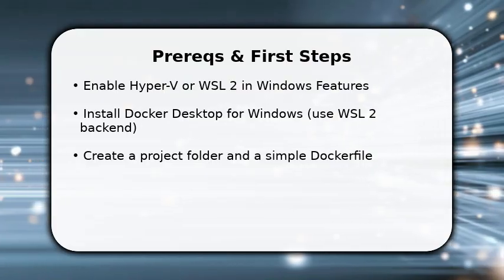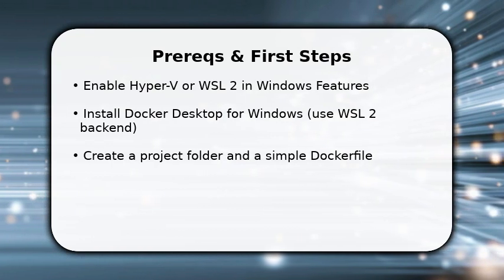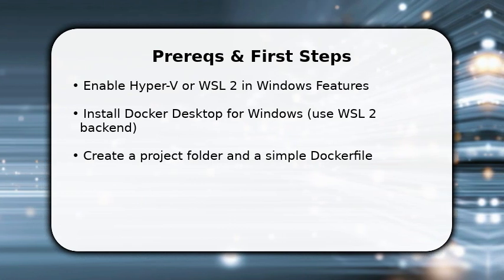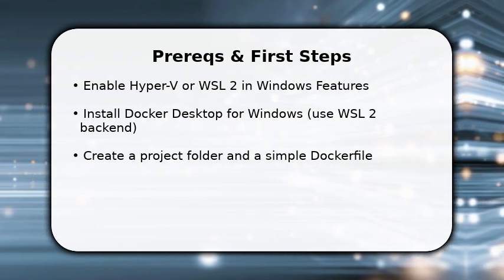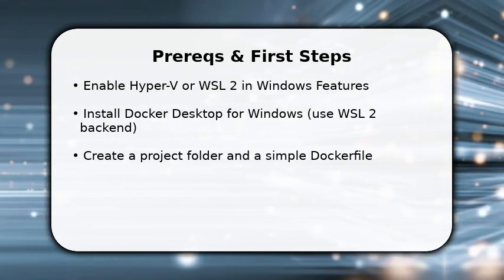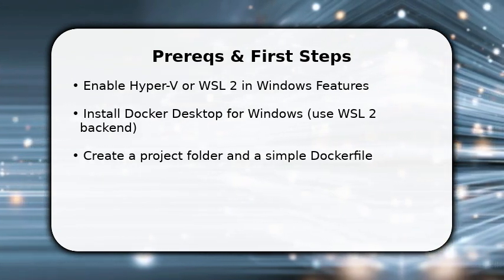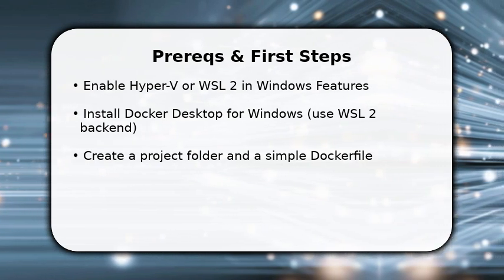You start by confirming prerequisites. Enable Hyper-V or WSL2 and install Docker Desktop. You choose the WSL2 backend because it integrates with Linux containers and is faster. Once Docker Desktop is installed, sign in or skip for now, and set resources and WSL integration for your distro.